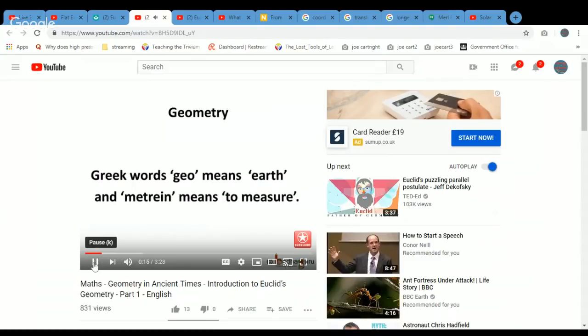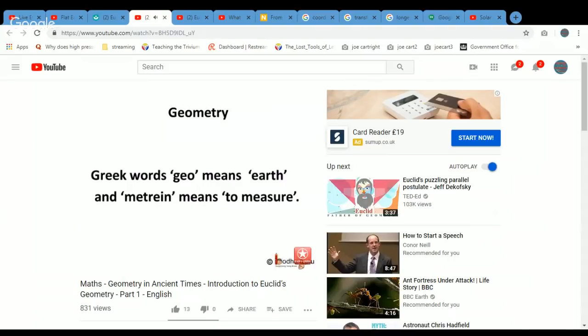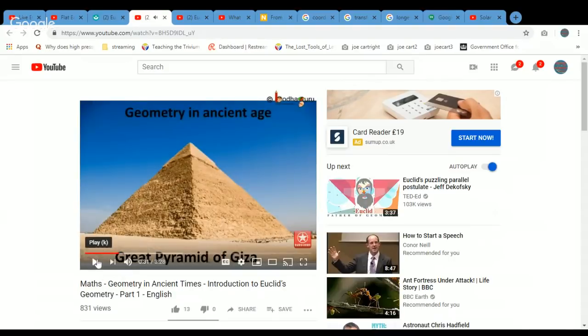Two Greek words, geo and metrein. Geo means earth and metrein means to measure. So you can say geometry appears to have originated from the need for measuring land.